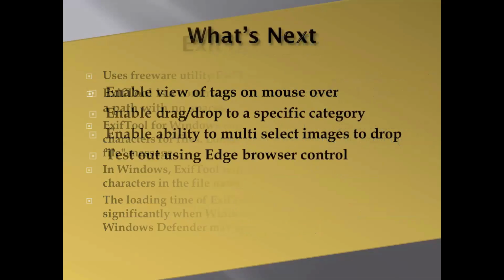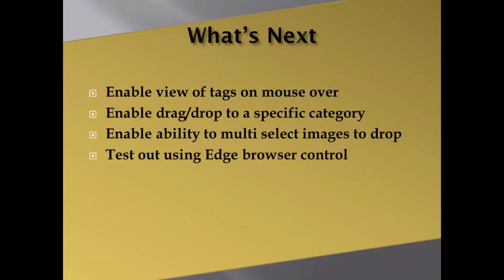What's next? One of the things I want to be able to try and do is enable view of tags on mouse over, so hovering over the image will show you the tags that are associated with it. And I also want to try and enable drag and drop to a specific category. What I mean by that is rather than just dragging it into the green box, you could drag it across to a specific category. That would save you having to change categories all the time.